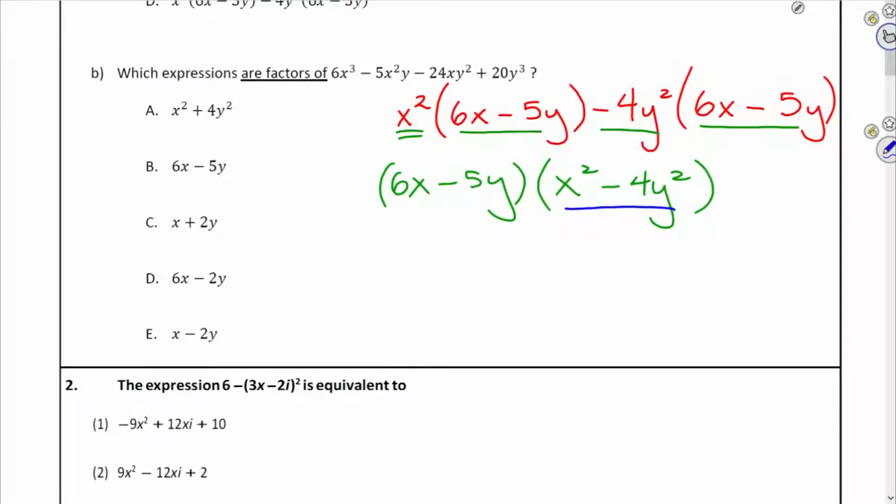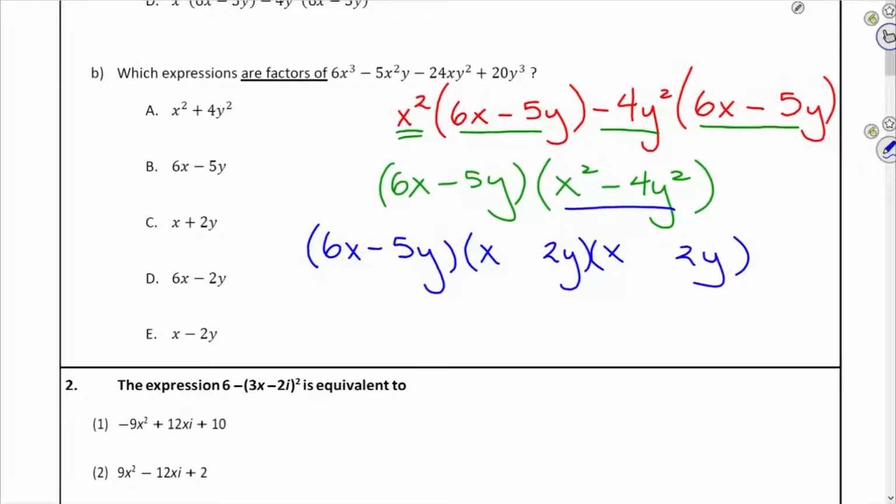x squared is something squared and 4y squared is something squared. So that's the difference of squares. Let me copy over this 6x minus 5y. Okay, and then I have the difference of squares. Now, what squared is x squared? It's x and x. What squared is 4y squared? It's 2y and 2y. And I get positive and negative.